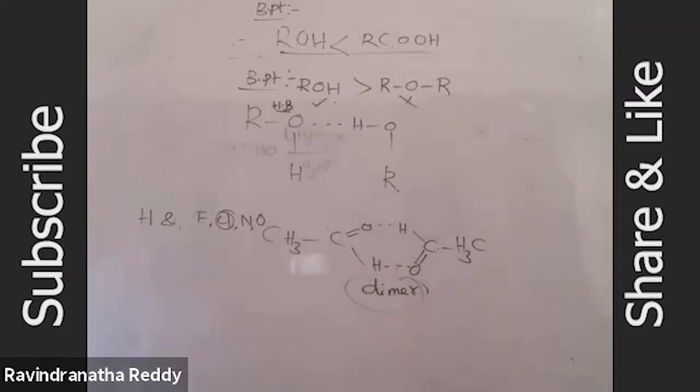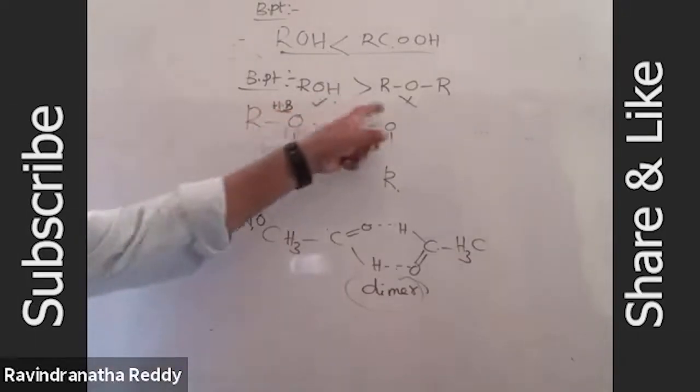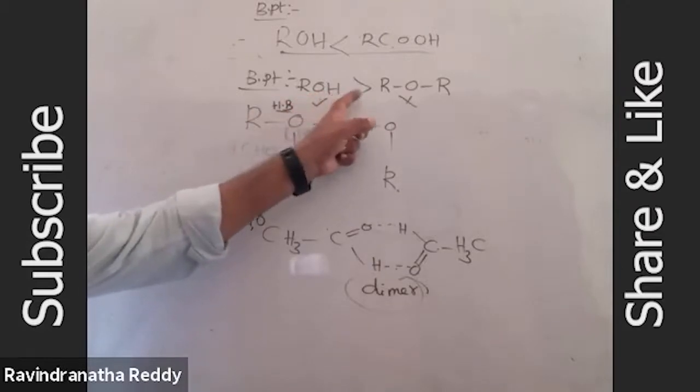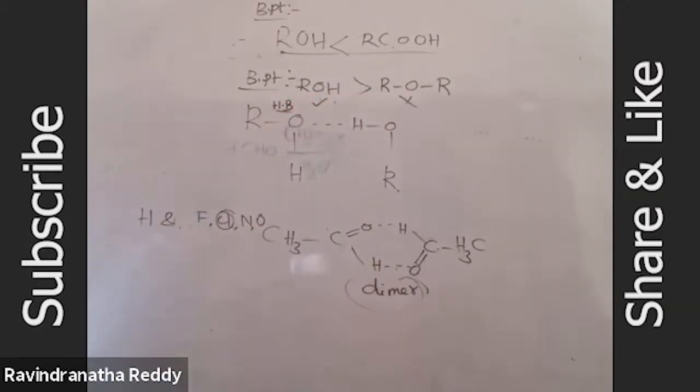So this is a boiling point comparison of alcohols, ethers, and carboxylic acids. This is a general question they will ask. Carboxylic acid boiling point is more when compared to alcohol with comparable molar mass. Reason: carboxylic acid dimer formation. Alcohol and ether, which has the higher value? Alcohol is more. Reason: hydrogen bond. Ether has no hydrogen bond. Getting clear?